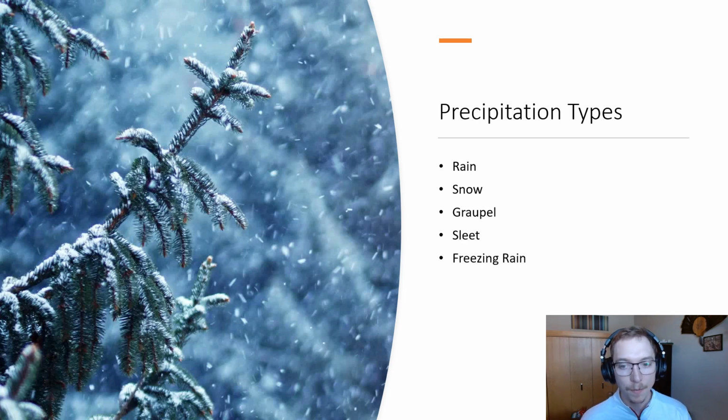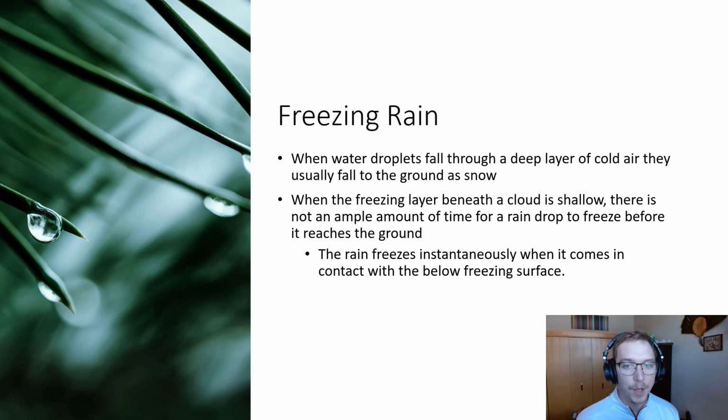Next, freezing rain. Freezing rain is basically what happens when a water droplet touches the surface and immediately freezes. When water droplets fall through a deep layer of cold air, they fall to the ground as snow. When a freezing layer beneath a cloud is shallow, there's not enough time for that raindrop to freeze before it hits the ground. Then it instantly freezes when it does hit the ground. Now, this can also happen on planes, which can be an incredibly dangerous event where the plane gets so heavy that it has to either crash or land rapidly.